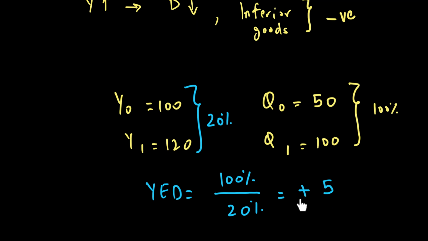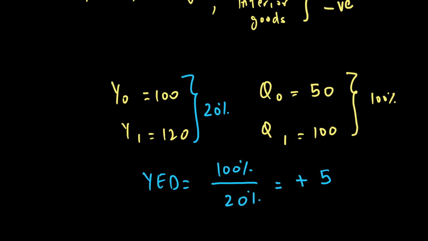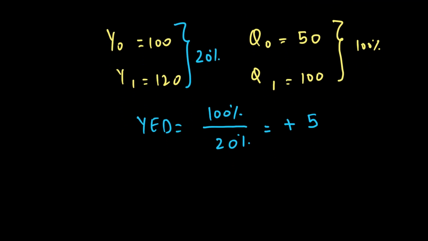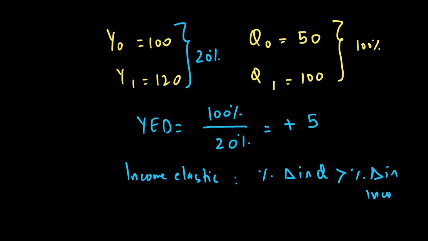So a positive sign means the good must be normal, and 5 means the value is such that it is very income elastic. Why am I calling it income elastic? Because the percentage change in quantity is greater than the percentage change in income. This means this good has a very sensitive, or strong, relationship with the change in income.